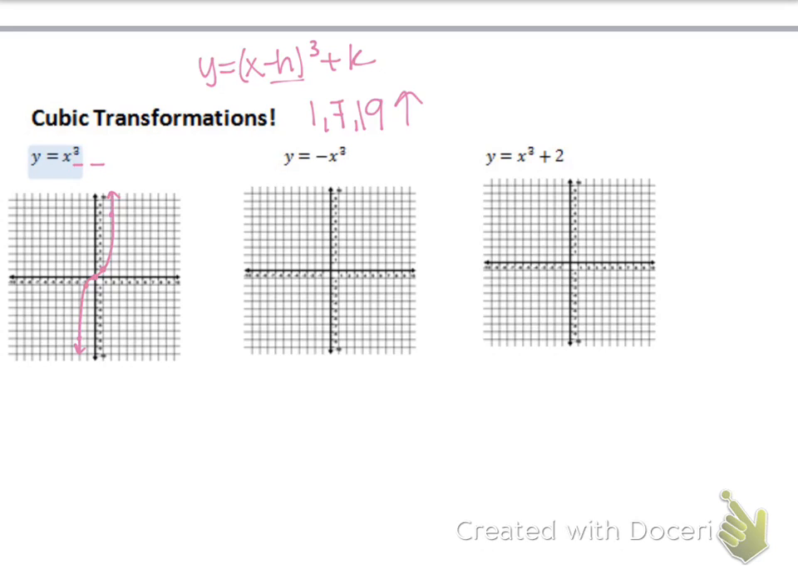So there's my original x cubed graph. This is going to reflect it over the x-axis, so it's going to do a little flip. So this will become -1, -7, -19. So I still start at 0, 0. Okay, but this one's going to go left 1, up 1, left 1, up 1, 2, 3, 4, 5, 6, 7. There's the one side. Now I got to get the other side. So right 1, down 1, right 1, down 1, 2, 3, 4, 5, 6, 7.